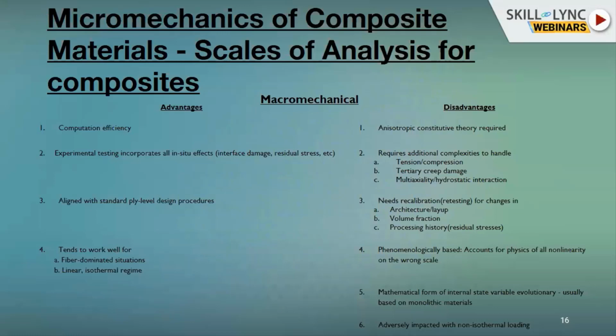These are not used in micromechanics and composite materials, because they are used mainly in monolithic materials such as metals. So when there is an isothermal loading, this will certainly affect the composite material. So this is also one of the major disadvantages when we go for macromechanical analysis.